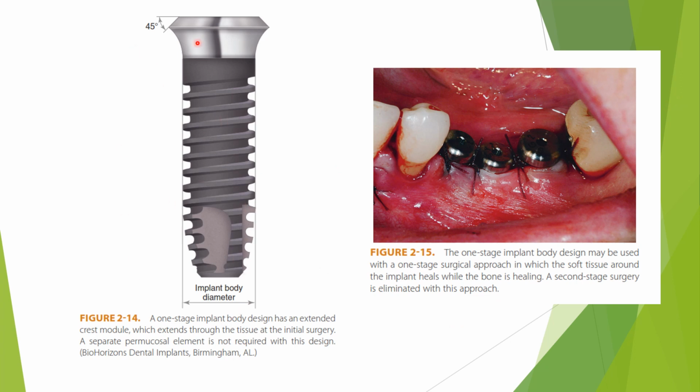This is the one-stage implant body design. It has an extended crus module which extends through the tissue at the initial surgery. A separate permucosal element is not required with this design. Here the one-stage implant body design is used with a one-stage surgical approach in which soft tissue around the implant heals while the bone is healed. Here the second stage surgery is eliminated.